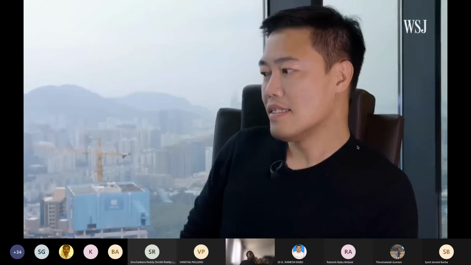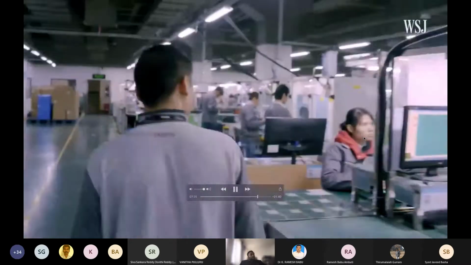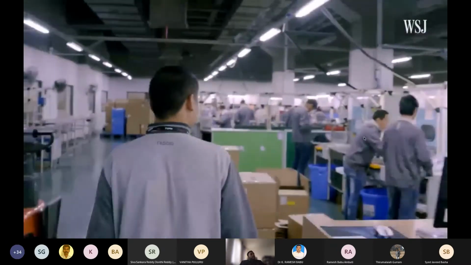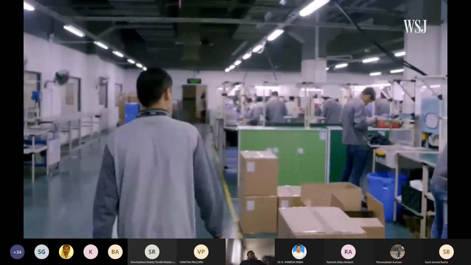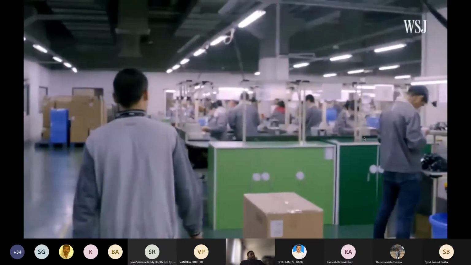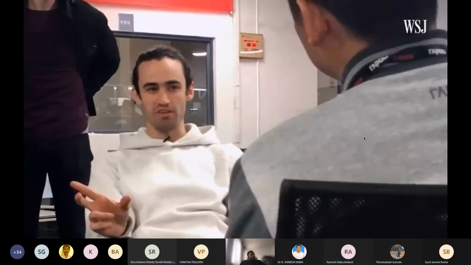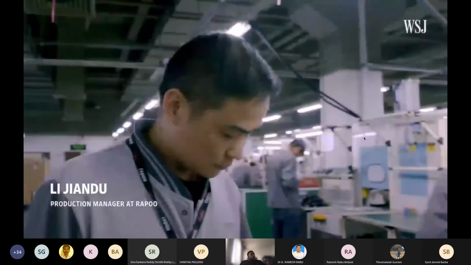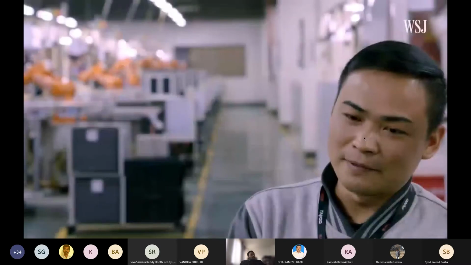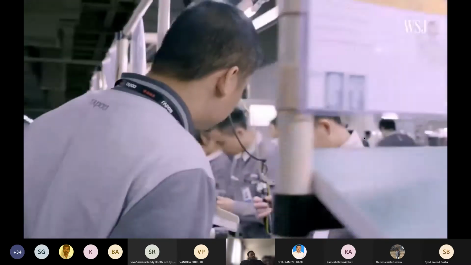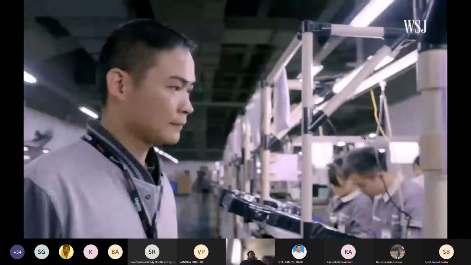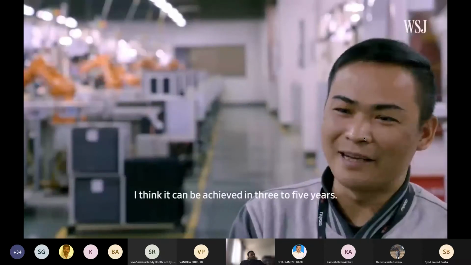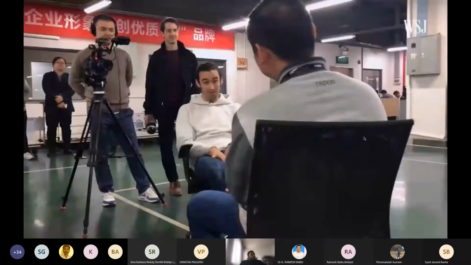Is there any resistance from workers to putting these new robots in? No, because they have no choice. Your plant that you oversee has already been automated 80%, you said. Do you see it going the rest of that 20%? Li Zhendu, a worker at the Rappu factory, has watched as robots have replaced his colleagues. How far off do you think we are from full automation? Nobody left working in your department.